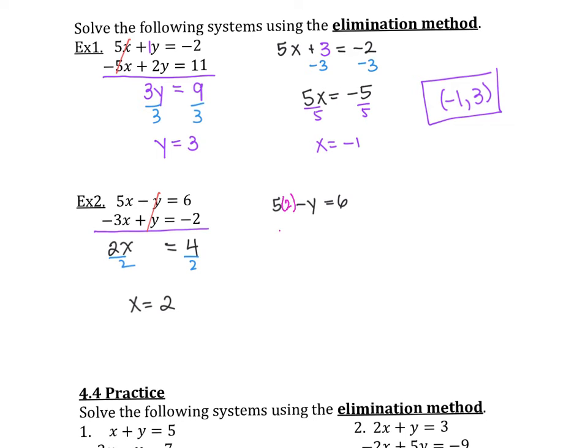Okay, now I can solve this. 10 minus y equals 6. That's a positive 10, so I'll subtract 10. Cancels. What is that? Minus 1y equals minus 4. y equals positive 4. So x is 2 and y is positive 4. Okay, and if I had plugged x equals 2 into the second equation, I would have still gotten y equals 4. So whichever equation looks easier for you is fine.